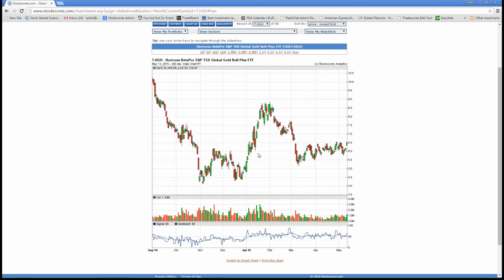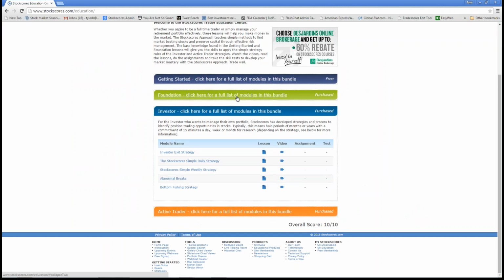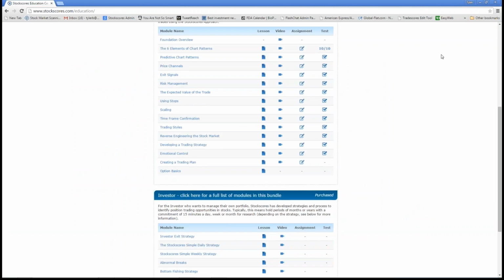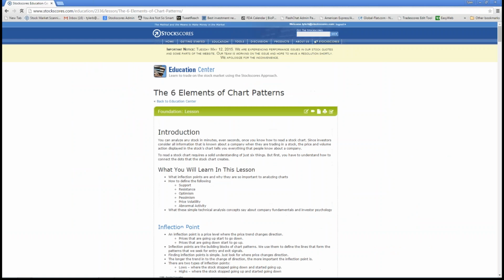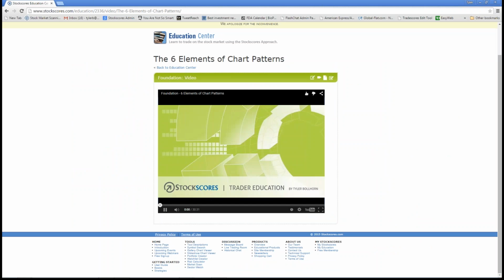So let's jump back to the Stockscores website, go into education, and just jump down here. Here's the foundation lesson. So if you want to learn how to read chart patterns, you start with the 6 elements of chart patterns. Click on this lesson, read the lesson. Once you've read the lesson, you're ready to watch the video. I can load this onto my cell phone, onto my iPad, onto my computer, whatever. Watch the lesson anywhere you have an internet connection.